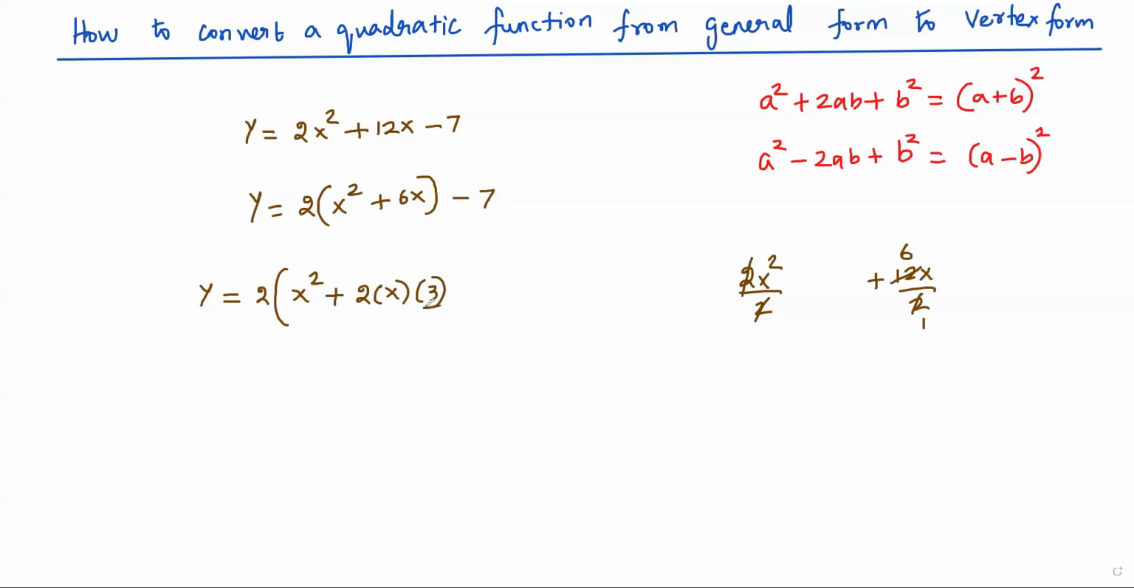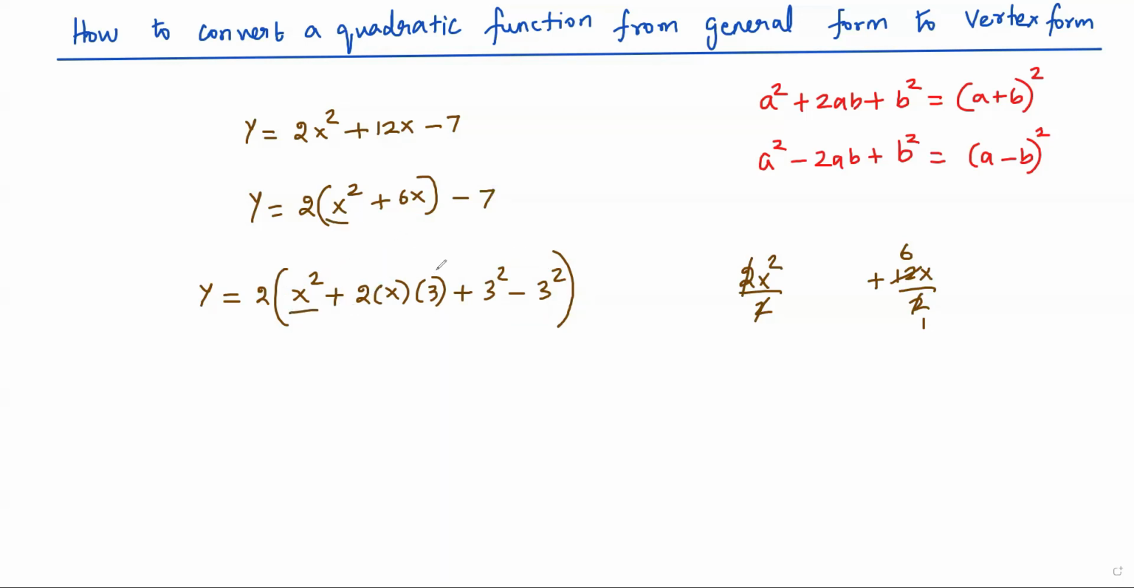Now instead of b, we have 3. So I need b square, so I'm adding 3 square. To compensate the addition of this 3 square, I subtract 3 square. I close the parenthesis. I have done this work only for the stuff inside the parenthesis. Even if you simplify the expression inside the parenthesis, it has to be equal to x square positive 6x. Let's check it.